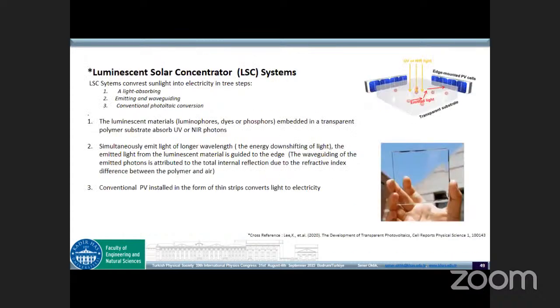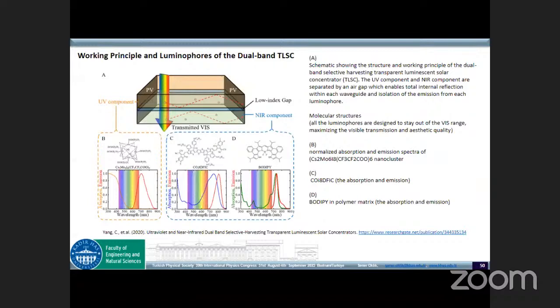For instance, in a luminescence solar concentrator (LSC) system, you can have luminophores on the surface, and you can direct solar energy or photons to the site of the window or wherever. You can really have a transparent window using LSC. This is the working principle of a dual band TLSC.